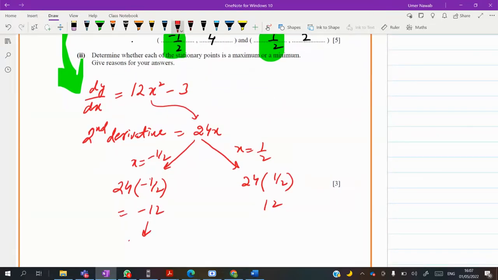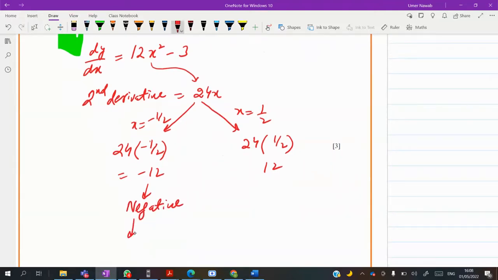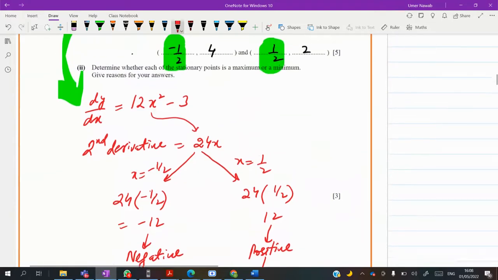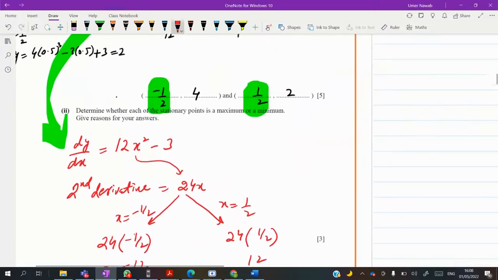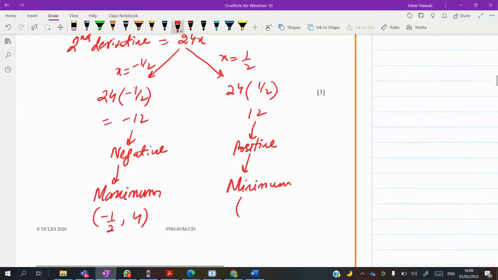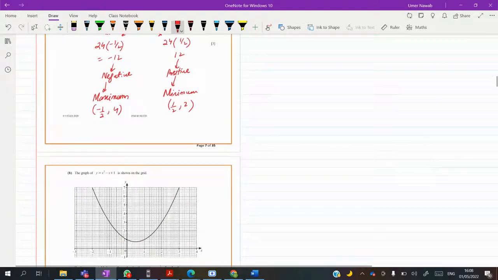If the answer comes to you negative, it tells you that this point gives you a maximum point. Opposite sense: since 12 is positive, it means its point will be minimum. Which point is maximum now? Minus 1 over 2, 4 is a maximum point, and 1 over 2, 2 is a minimum point. So that's all with this question.